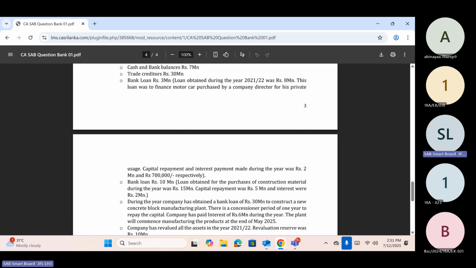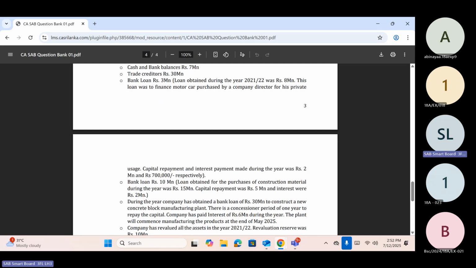How much? Capital repayment and interest repayment, interest is 700,000. Disallowable.